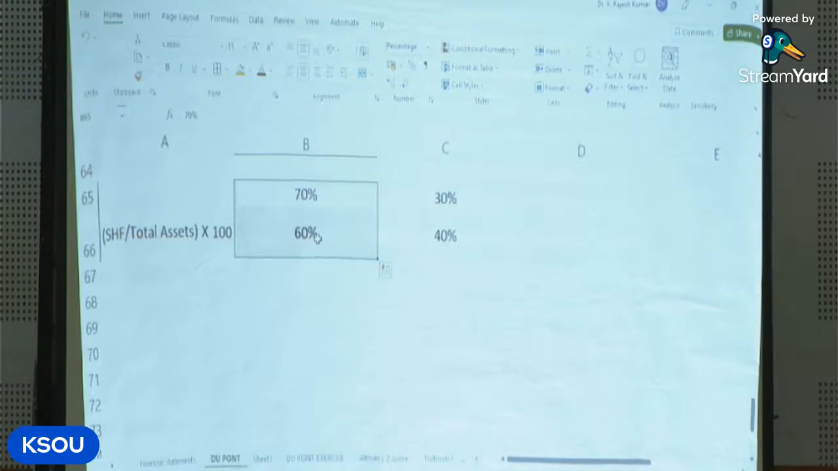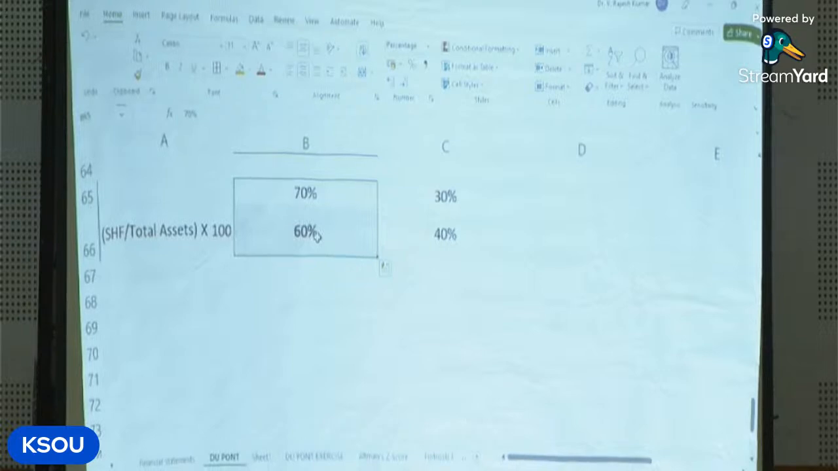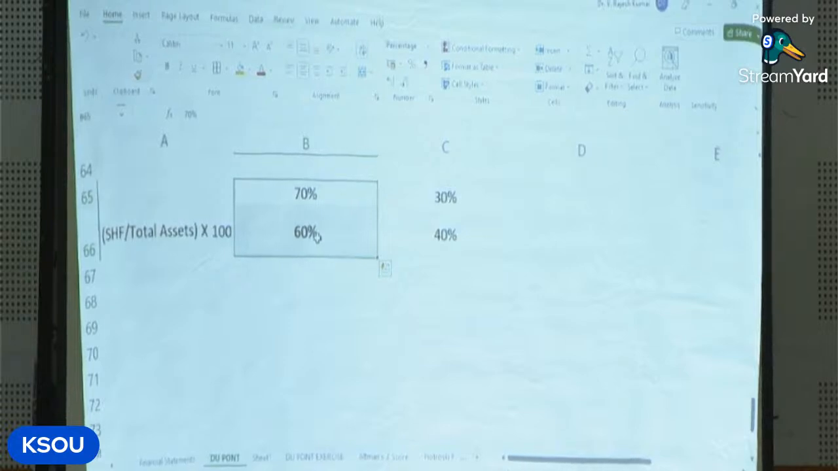A decrease in this indicates what? If this number decreases, what does it mean? Borrowing is more, risk is more. So, if this number decreases, it indicates high risk. If this number increases, what does it mean? Low risk. Now, this is how we measure risk. But there's a small confusion. If this number increases, it means less risk. If it decreases, it means high risk.